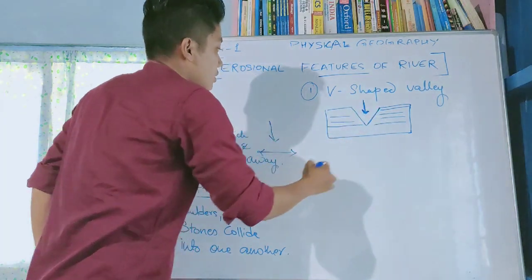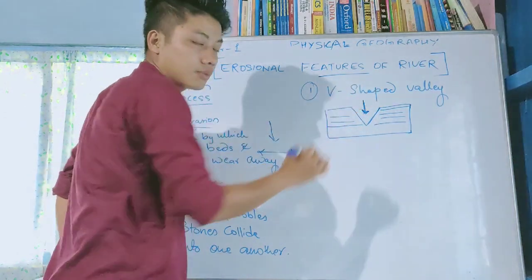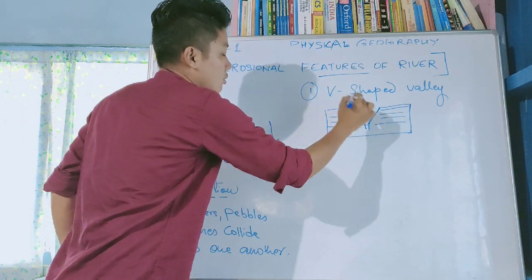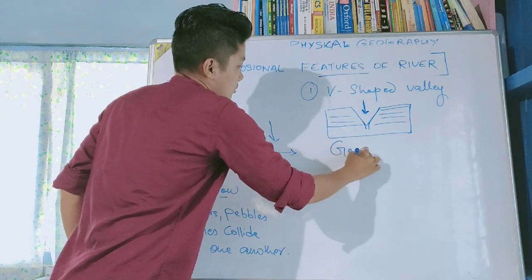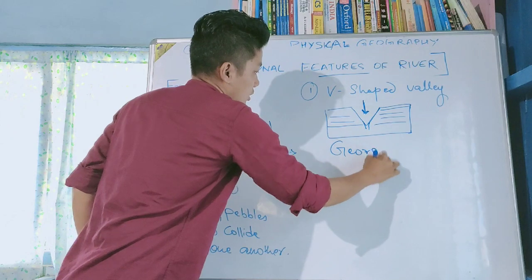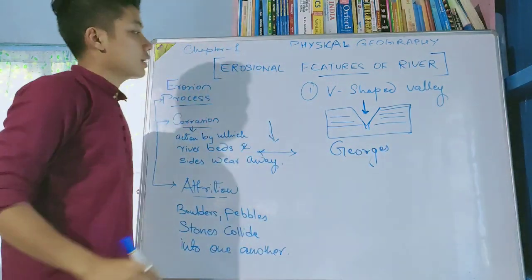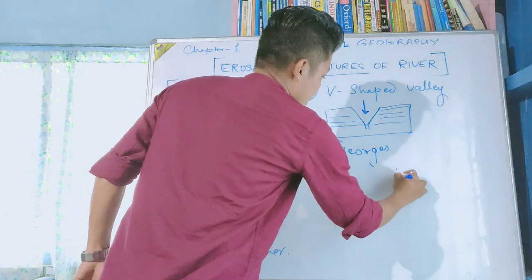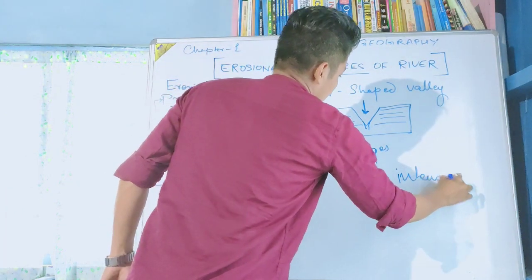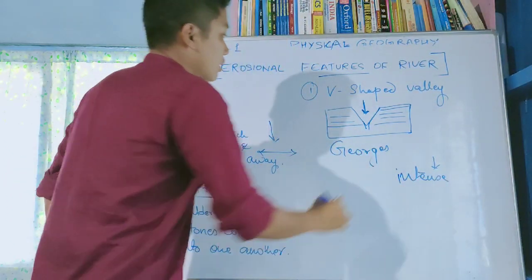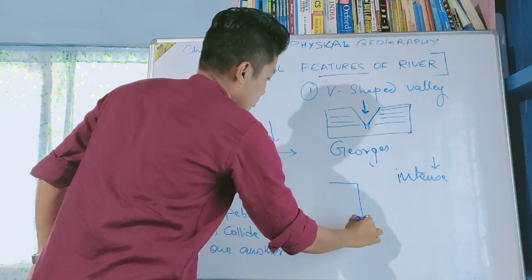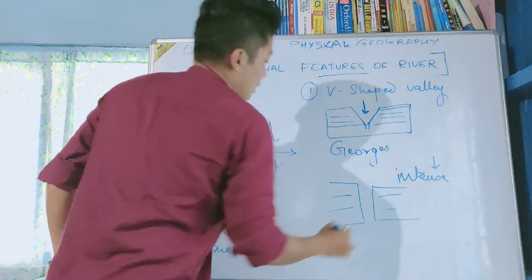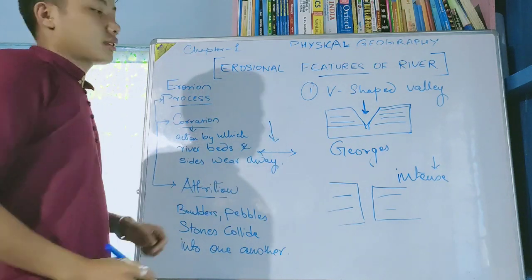Next is gorges. A gorge is nothing but a V-shaped valley; when this V-shaped valley extends further downwards, it forms a gorge. Okay, next is canyon. See, when the downward erosion is very intense, it forms an I-shaped valley, which is known as a canyon.